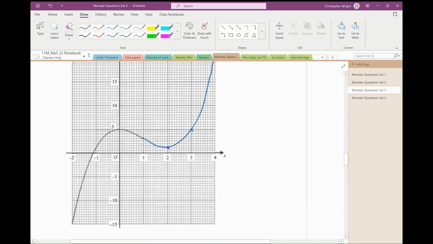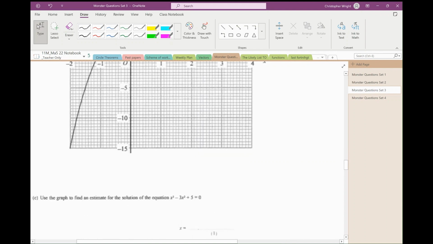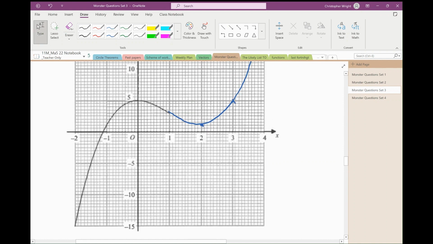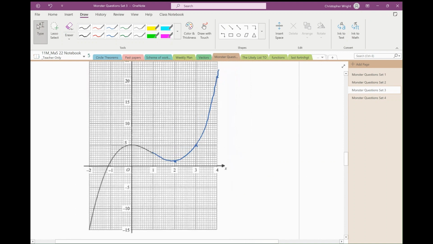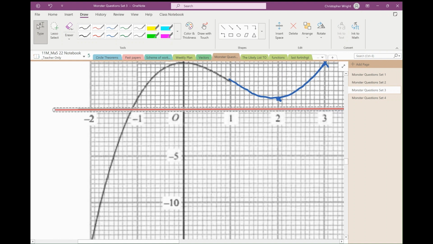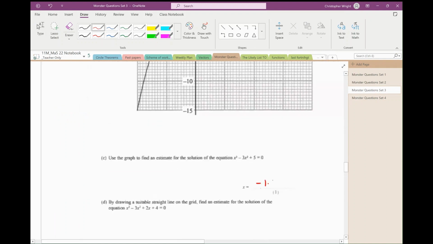Use the graph to find an estimate for the solution to the equation y cubed minus 3x squared plus 5 equals 0. So I need to find what x values make the function equal to 0. Well, clearly it's going to be the x values that give me a y of 0. So there's only going to be one solution, and it's here. And that looks to me as if it is minus 1.1. So my answer here is minus 1.1.